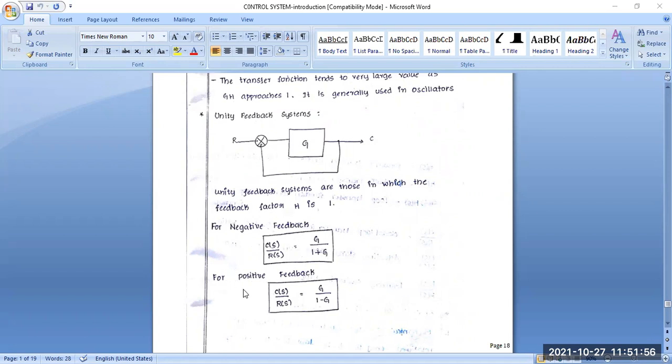Another one is the positive feedback system, that is output by input, C(s) by R(s), equal to G by 1 minus G, because here H is equal to 1, so G by 1 minus G into 1, that is G by 1 minus G. So this is negative feedback, and the other one is positive feedback, for the unity feedback systems.